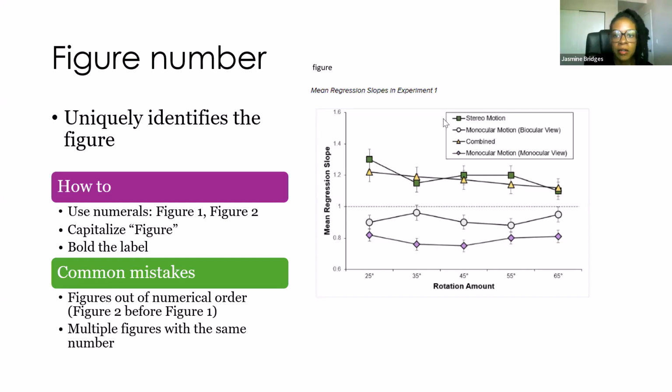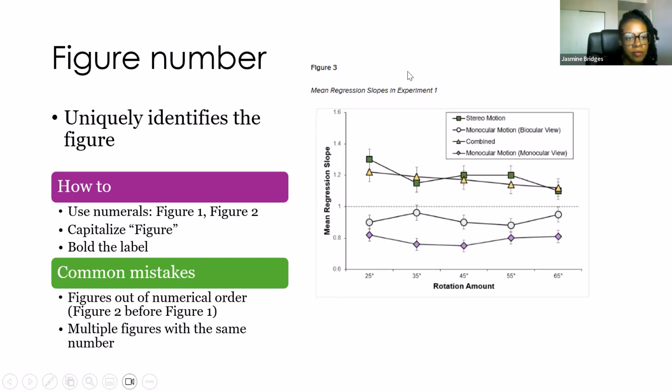So here, in this example, everything looks good. We have the labels here, but you'll notice that figure is not capitalized and there's no figure number. So a good edit would be to capitalize Figure and to add Figure 3, so that we can understand where this figure is explained in the text, where we can refer to it in the text.